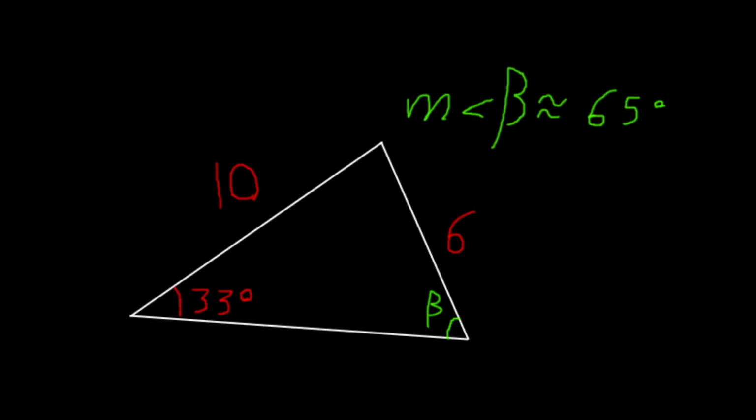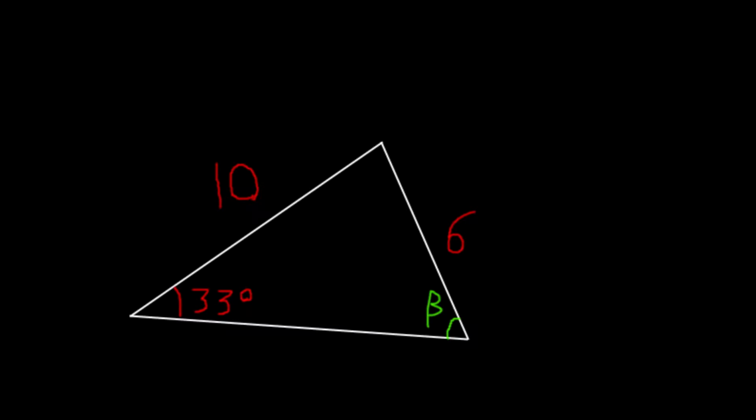Now, as great as this is, there are still a couple edge cases that we need to look at. When you have two sides and a non-included angle, which is an angle that isn't between the two sides, it means that you've just stumbled across the ambiguous case. If we're given a triangle with side lengths 10 and 6 with a non-included angle of 33 degrees and asked to solve for beta, we can do the same thing as before and get a value of about 65 degrees.